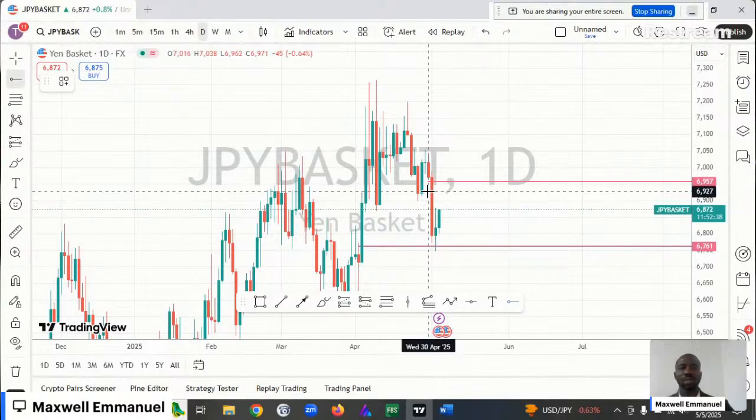That's my expectation on yen. I expect yen to come fill this gap. So you should be looking for sales on JPY pairs. Look for sales on JPY pairs.